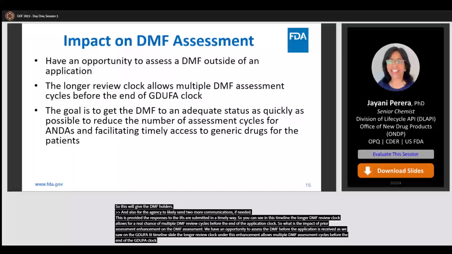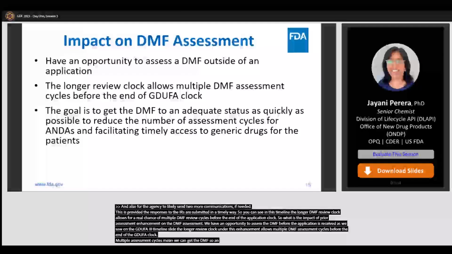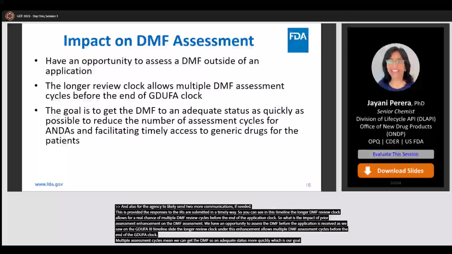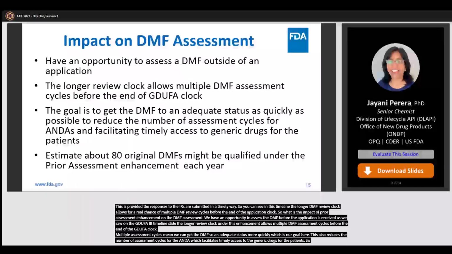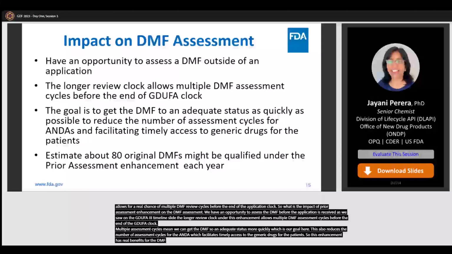Multiple assessment cycles mean we can get the DMF to an adequate status more quickly, which is our goal here. This also reduces the number of assessment cycles for the ANDA, which facilitates timely access to generic drugs for patients. So this enhancement has real benefits for the DMF review process. Our estimate is about 80 original DMFs might be qualified annually under this enhancement.